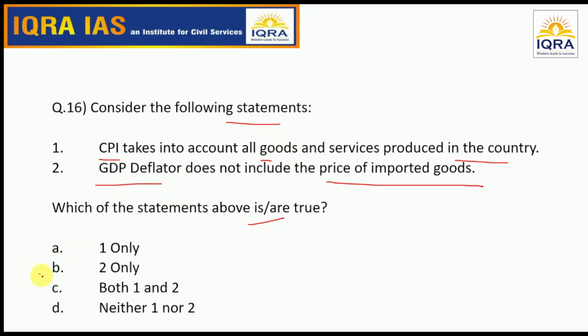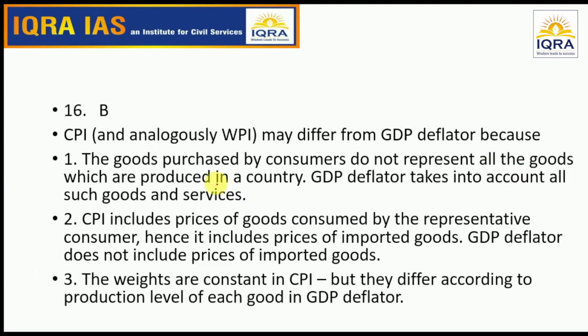This is correct, because when we are talking about the GDP deflator, we are taking only, from GDP, all the goods and services produced in the country. Obviously imported goods are not produced in the country, so the deflator will not take account of that. So here the correct answer is B.